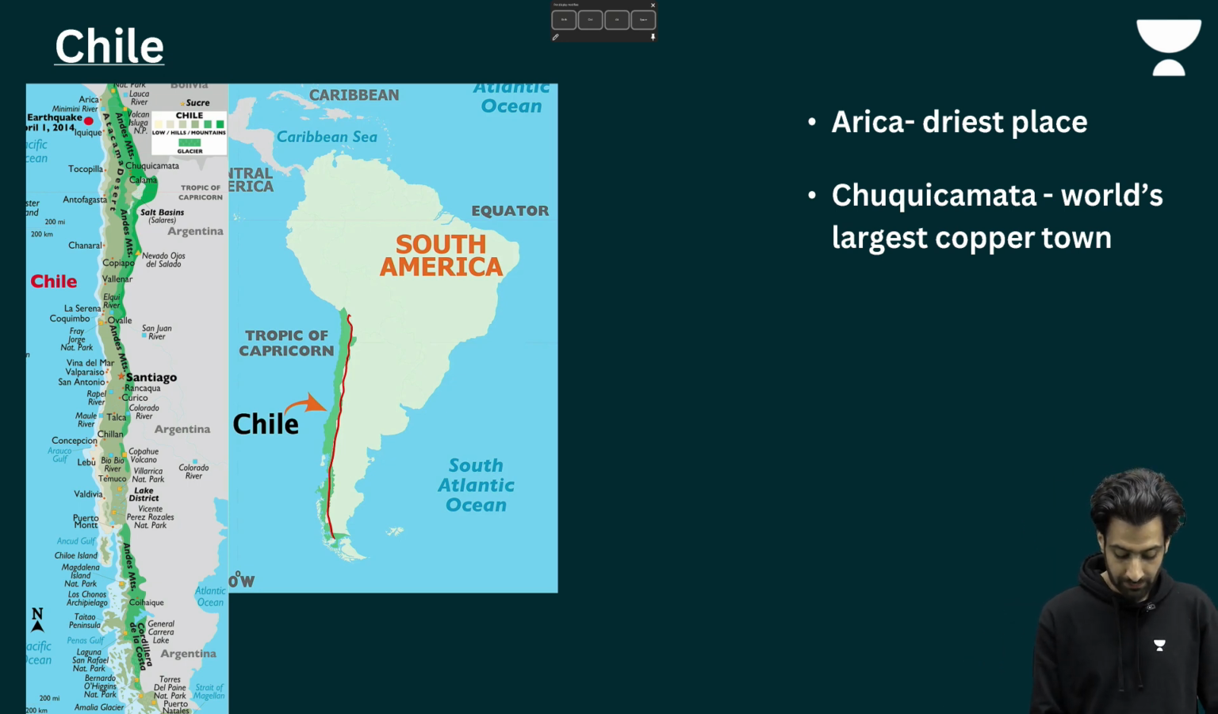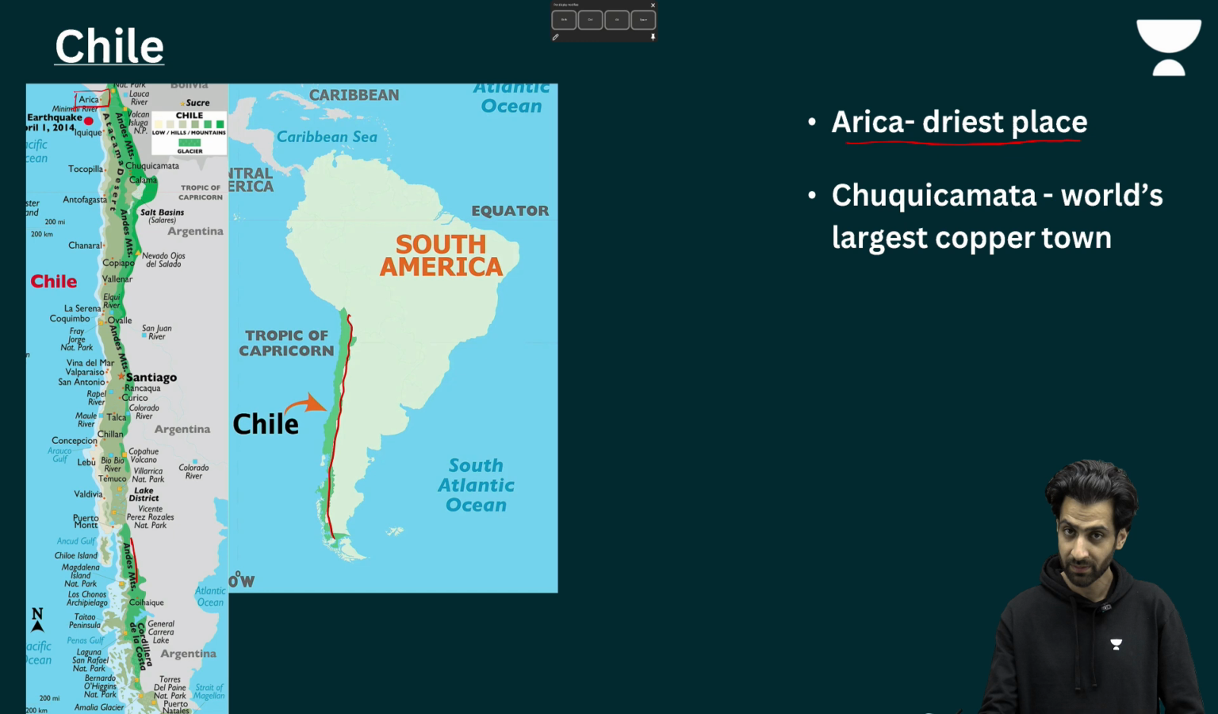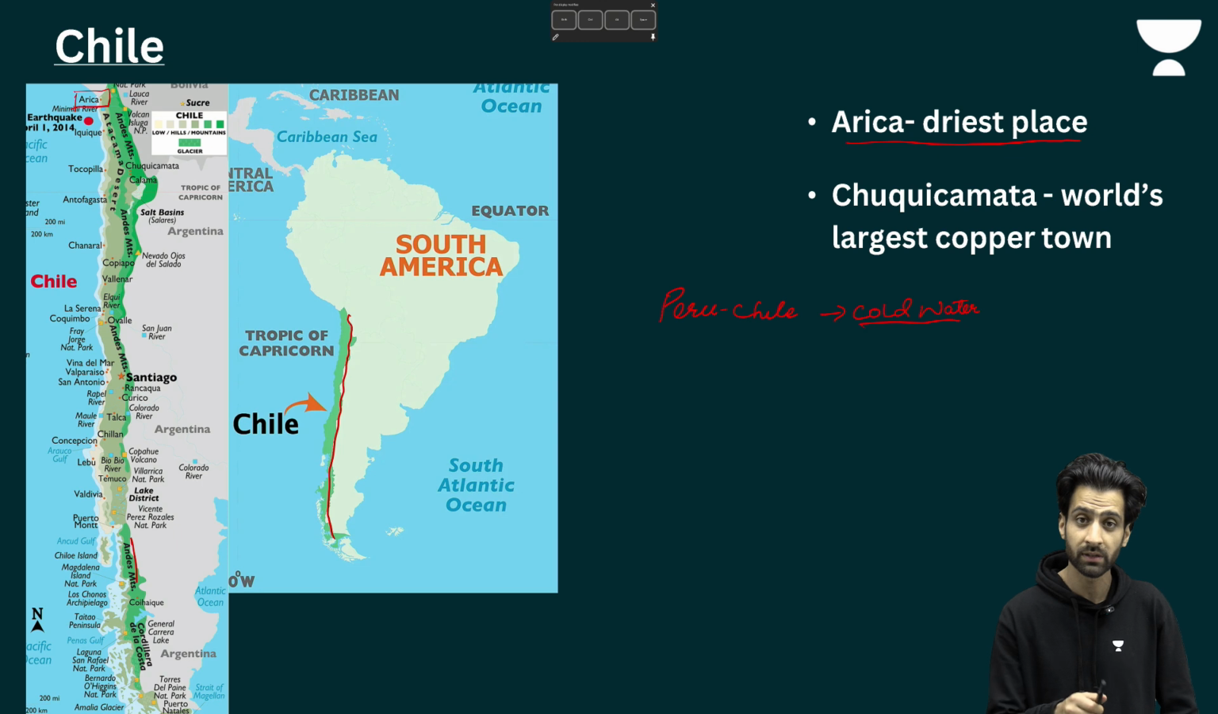The capital of Chile is, just a second, sorry. Here is what I was talking about. Arica. The driest place on earth is called Arica. Clear? Arica is the driest place on earth. It is located on the Peru Chile border. It's the driest place on the earth because of cold water. If ever you get asked about the reason, it's because of the cold water there. That is very important. Peru Chile coast, Peru Chile border, cold water. That is the reason for this area being very dry.